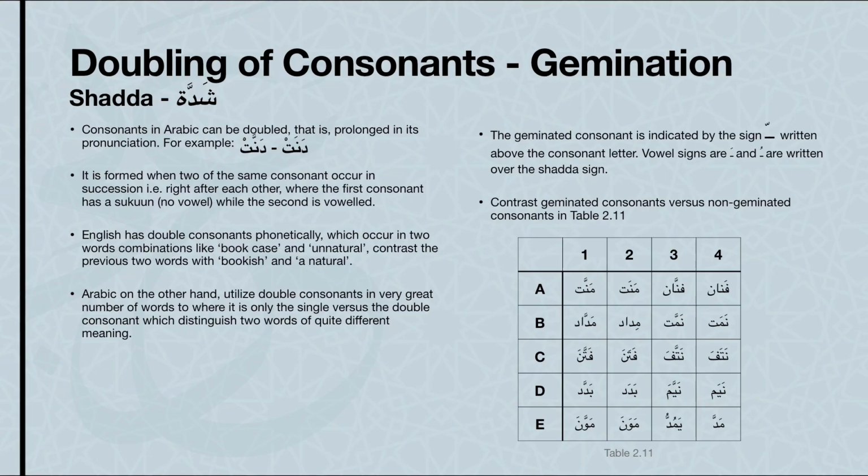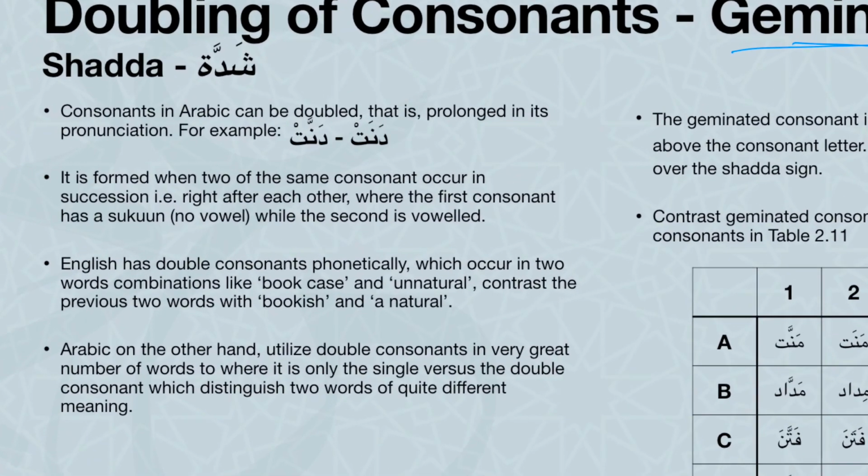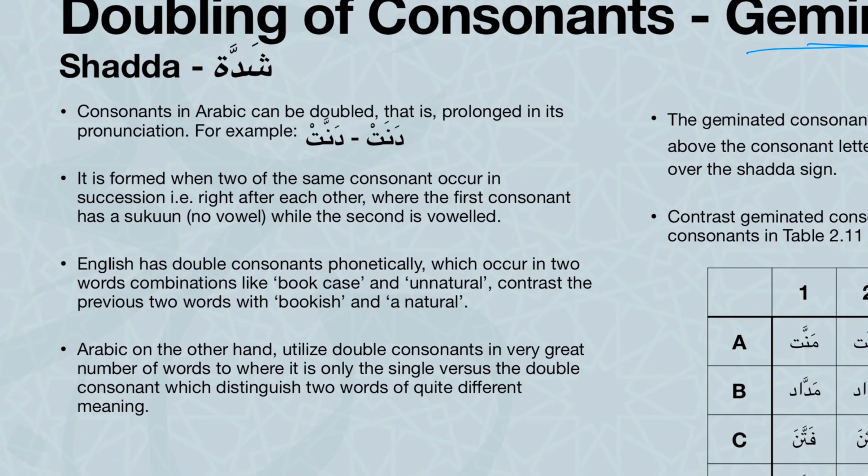Okay. So now we are visiting something called doubling of the consonants, or what's in English known as gemination. In Arabic, we call it shadda, and the word shadda comes from the verb yashuddu. Yashuddu is to kind of pull or stress something, or to be rough on something, to be stern on something. So consonants in Arabic can be doubled. That is prolonged in its pronunciation.